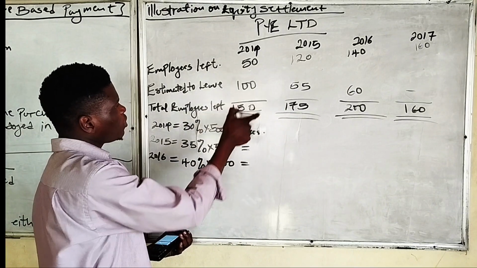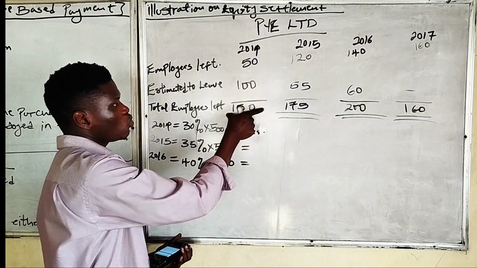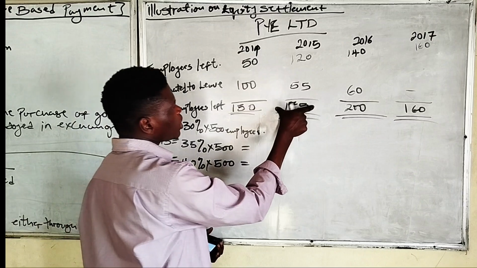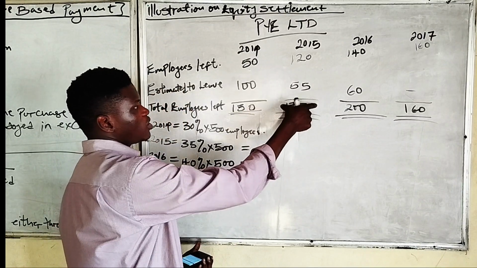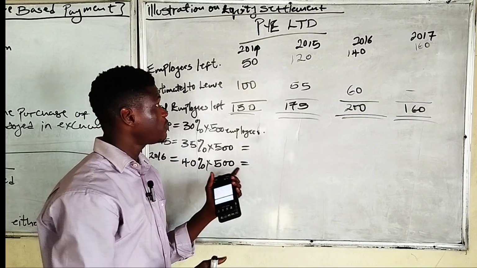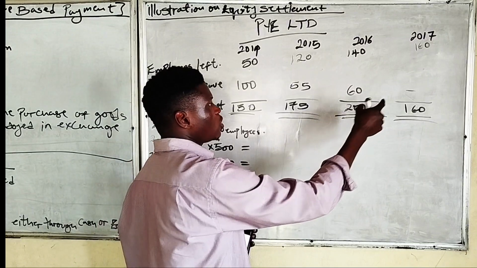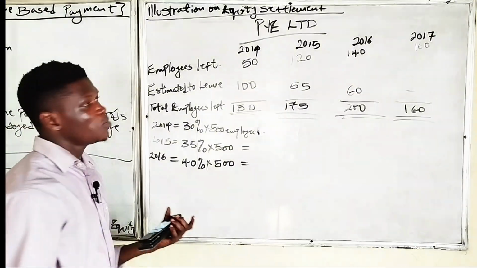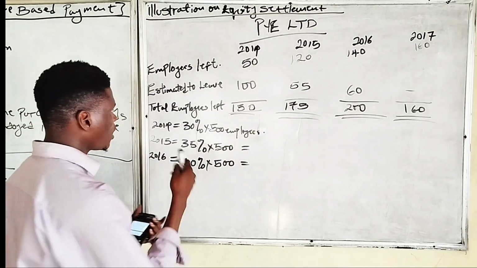If a total of 150 left the company in 2014, it means that these 150 will not be entitled to share this payment in 2014. If a total of 175 people left out of 500 in 2015, these 175 will not be entitled to share this payment in 2015. Then 200 left in 2016, these 200 will not be entitled, then 160 will not be entitled in 2017. Because of the vesting condition, they must still be working in the company at that particular time. That's the accounting there.